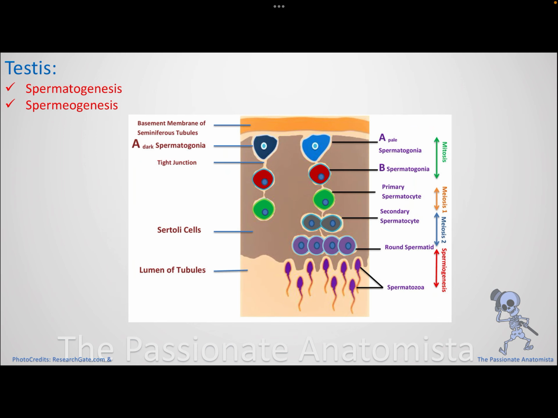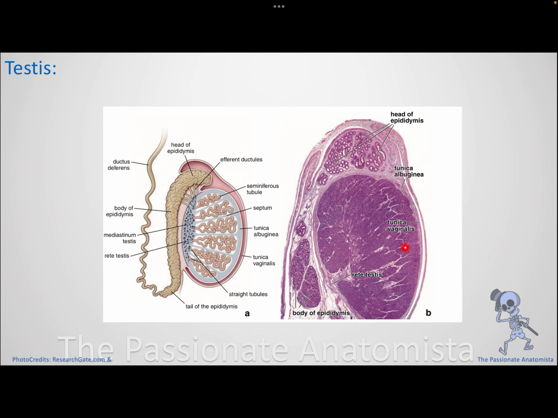Now, if you look at the testis itself, remember that when we talked about the gross anatomy, I told you we have an important layer of connective tissue that we call the tunica albuginea. We're going to see that in histology. It's the very first layer that surrounds the epithelium and the structure of the testis itself, all the way around it.